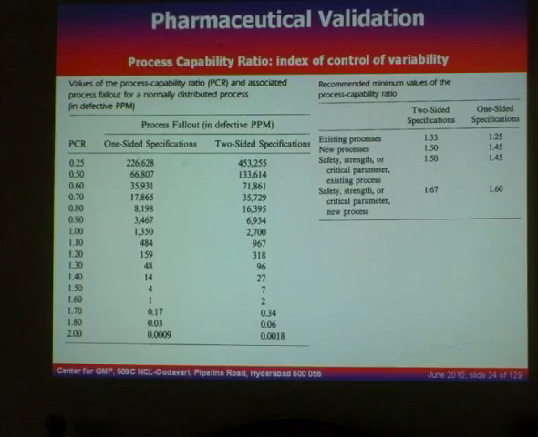But if it is a sterile product or a biological product, even if it is an existing process, they want to see a demonstration that your process capability ratio, if it is a two-sided specification, should be 1.5, and if it is a one-sided specification, should be at least 1.45. And if the sterile process is something new for the first time, then they would like to see a process capability ratio of 1.67, and in the case of one-sided specification, 1.6. This is the minimum that they expect from your processes.